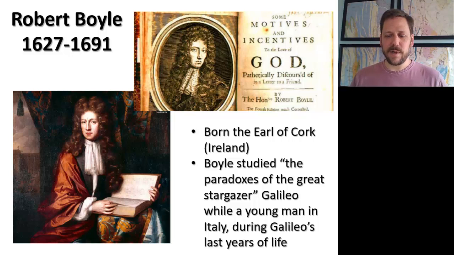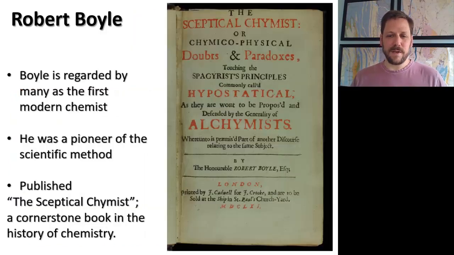I'm always amused by the title of his publication in the 1600s, which says, "Some motives and incentives to the love of God, pathetically discoursed of in a letter to a friend by the Honorable Robert Boyle." The fourth edition, much corrected. Now, he was an admirer of Galileo, and this was the beginning of a new way of thinking about science.